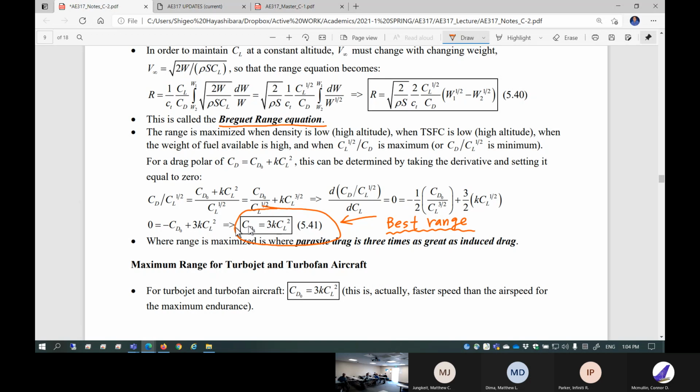Oh, that's good, because I kept believing, hey, this is the same as minimum power. No, no, no. Minimum power is, do you remember that? 3 CD0 is equal to K CL squared. That's minimum power. This is not. Man, that blew my head up. Because it's so similar, one can easily believe, hey, this is minimum power. No, no, no. Okay. So this is the maximum range condition, not the minimum power.